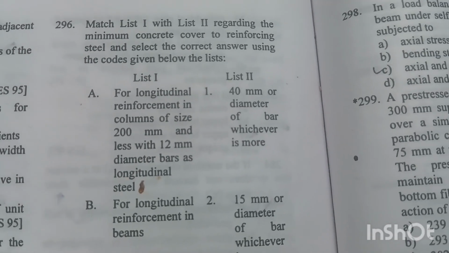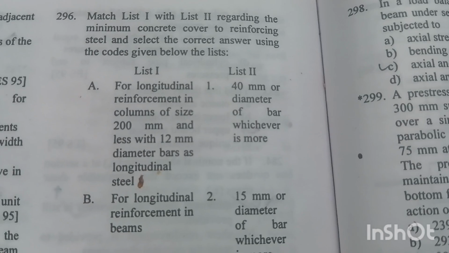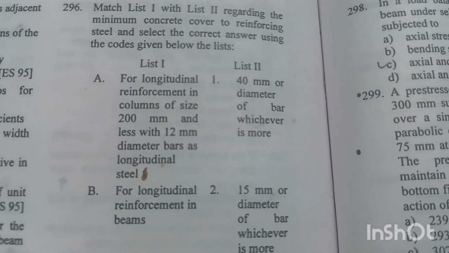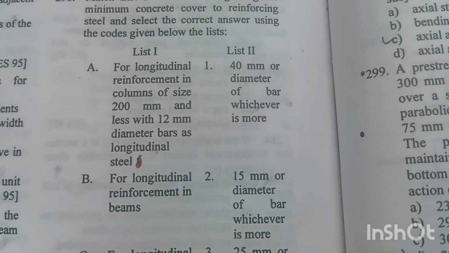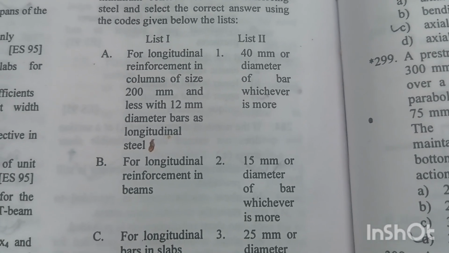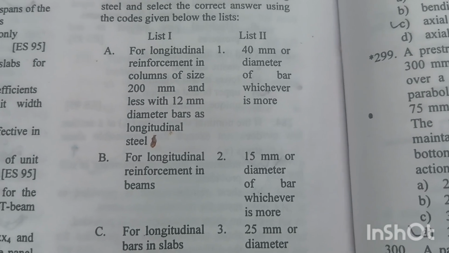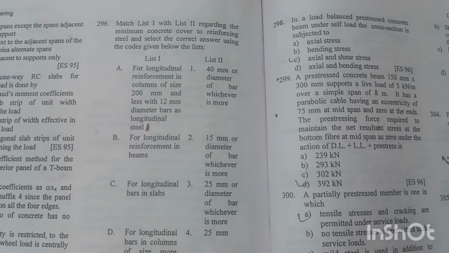Question number 296. Match list 1 with list 2 regarding the minimum concrete cover to the reinforcing steel and select the correct answer using the codes given below the list. List 1. Capital A. For longitudinal reinforcement in column of sizes 200 mm and less with 12 mm diameter bars as longitudinal steel. In list 2 the cover will be 25 mm.